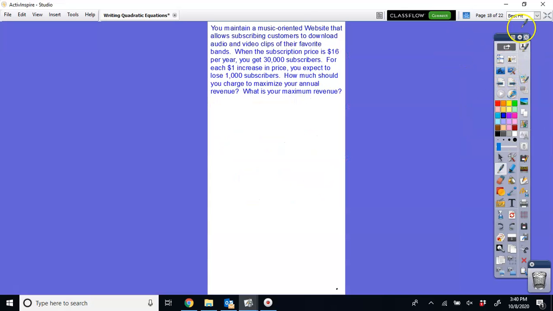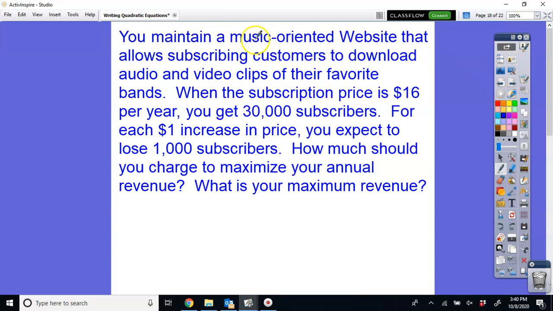You can do the same thing with something like this. Let me zoom in a little bit here. You maintain a music-oriented website that allows subscribing customers to download audio and video clips of their favorite bands. When the subscription price is $16 per year, you get 30,000 subscribers. So right now, if you think about it, the revenue is equal to $16 times 30,000 subscribers. That's $480,000.